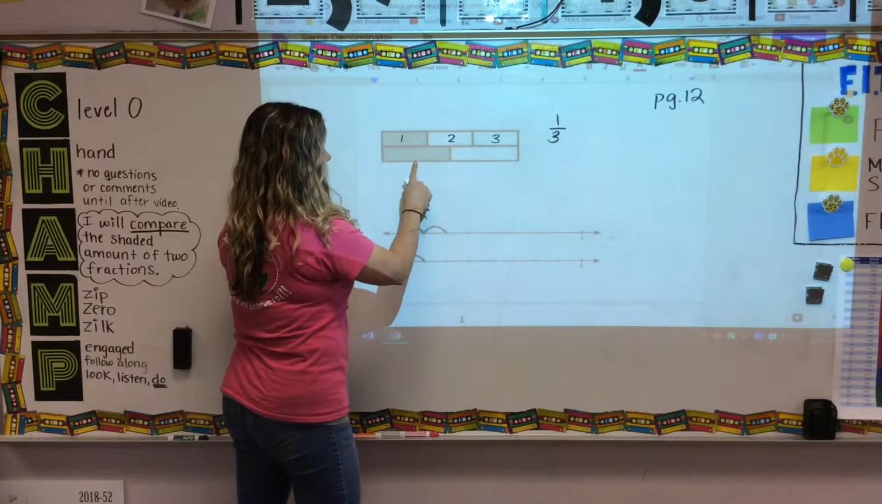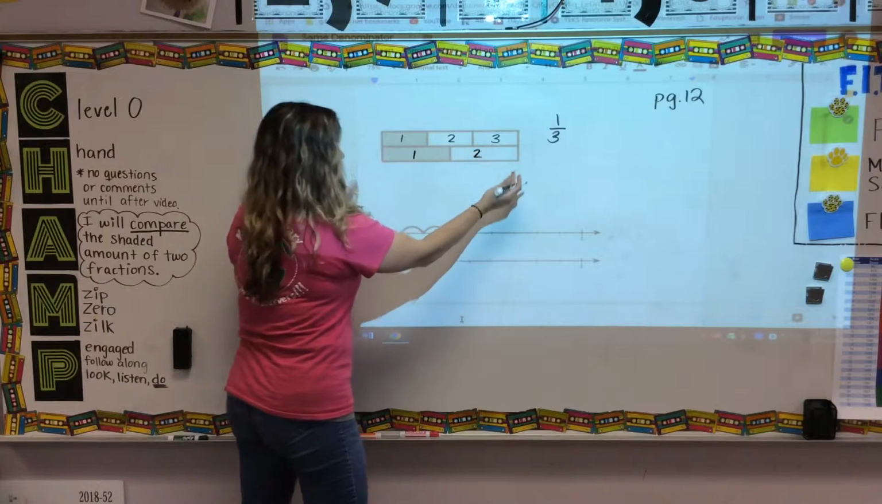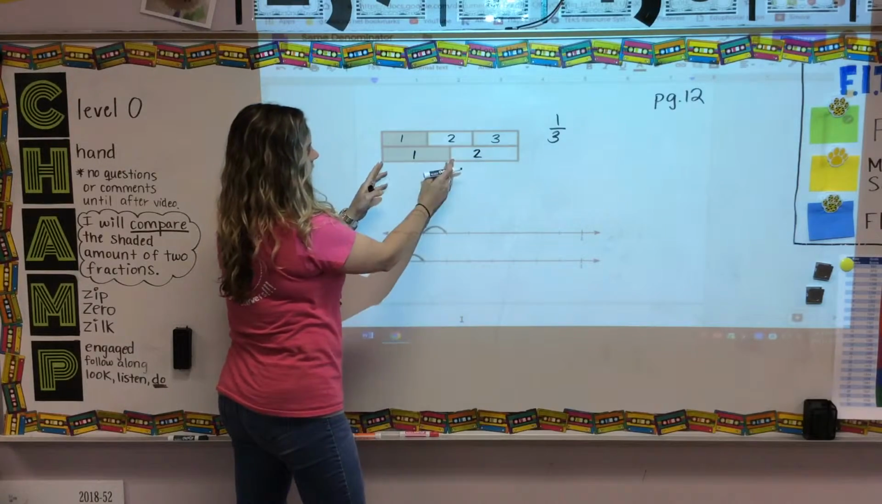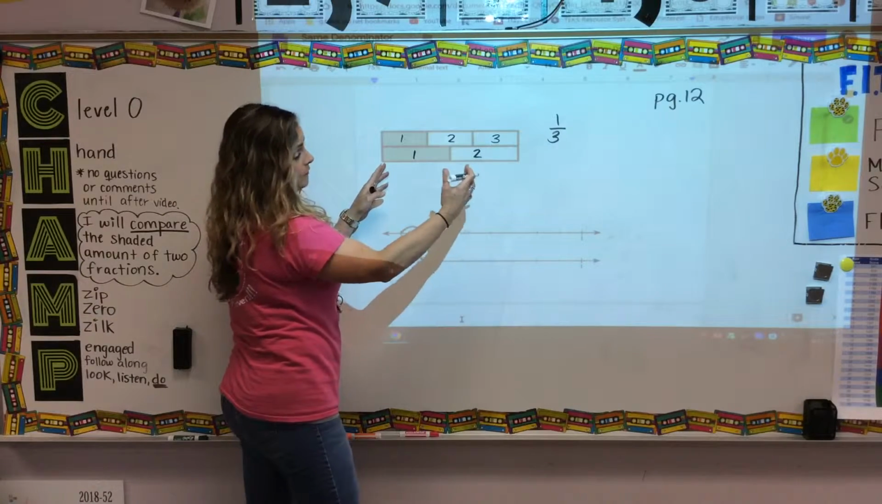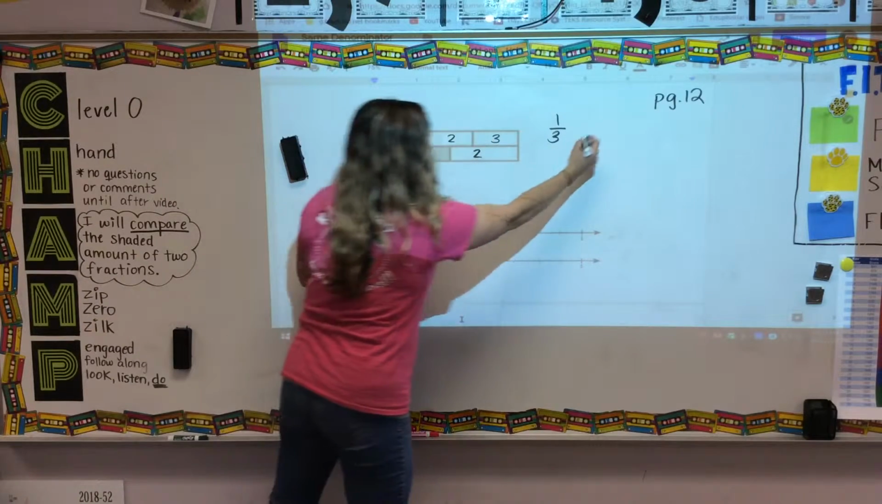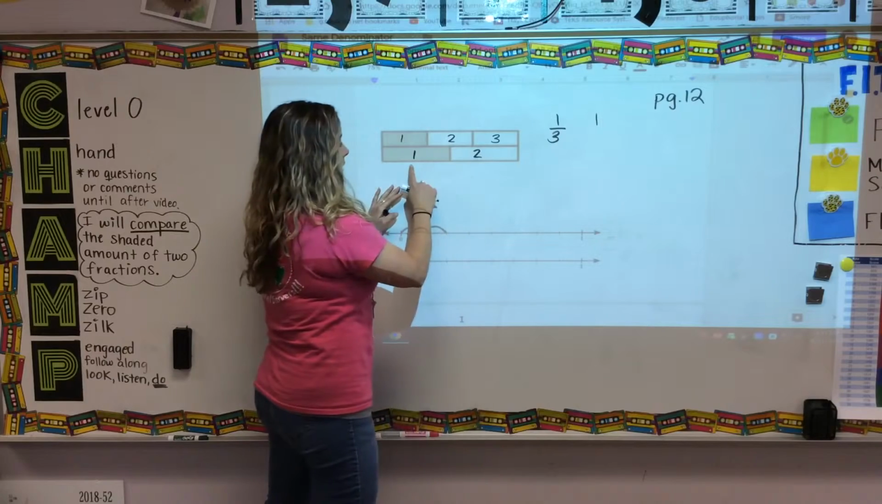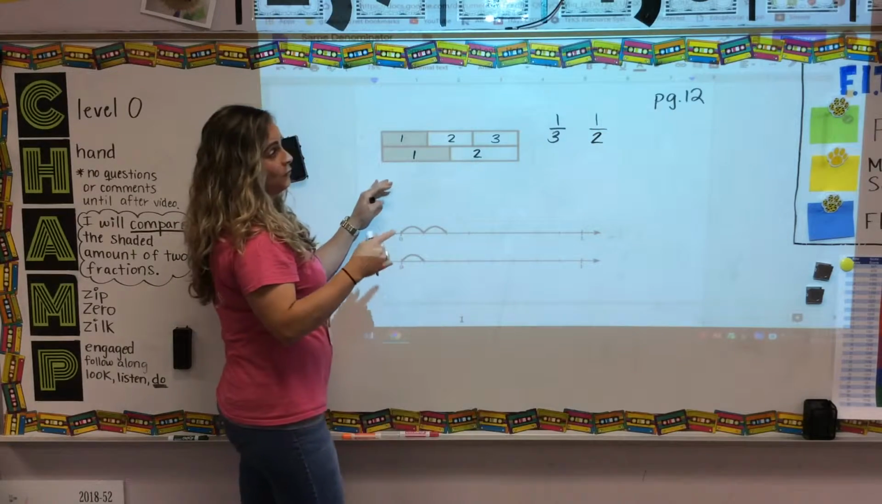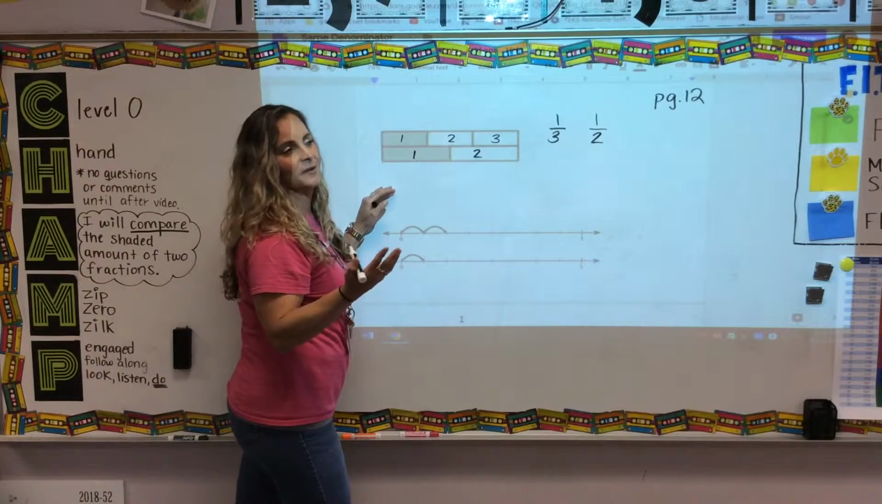Okay? Now look at this bottom strip, right? Same whole. They're both the same length. But this one has 2 parts instead of 3. So what you're comparing is 1/2 to 1/3. This is kind of a glimpse into tomorrow.